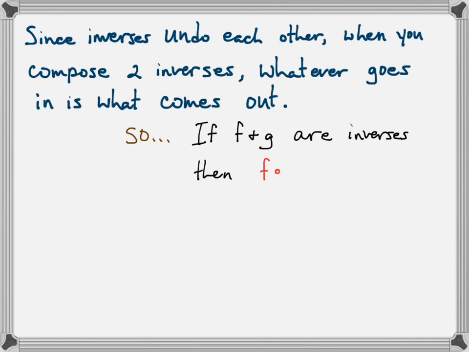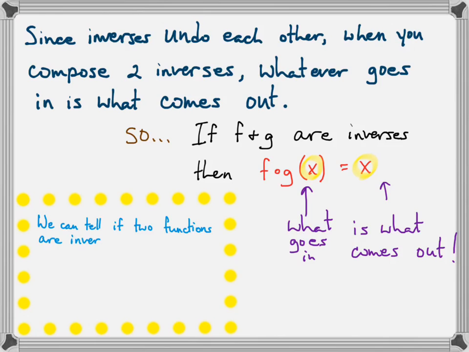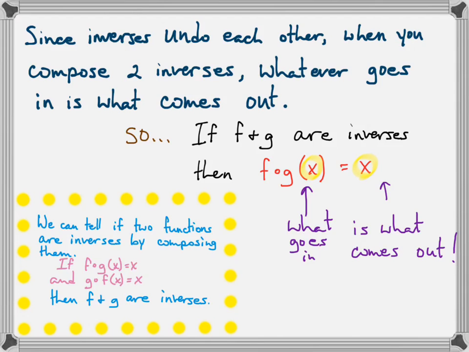So if f and g are inverses, then f compose g of x will equal x, because what goes in is what comes out. That means that we can now tell if two functions are inverses by composing them. If f compose g of x equals x, and g compose f of x equals x, then f and g are inverses. Now it has to work both ways. You have to do f compose g and g compose f. It's not enough just to do one or the other. If you're going to say that they're inverses, you have to do both.